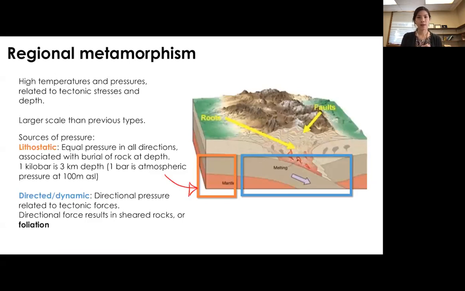In contrast to that, directed or dynamic regional metamorphism has gradients of pressure to it. So this is going to be really associated with tectonic forces, as shown in the blue box here, where you have two tectonic plates, for example, colliding and converging with each other and forming really strongly directional pressures. There's still some overburden pressure, lithostatic pressure, but that pressure is sort of outweighed by this dynamic and directed pressure. So the resulting rocks are really going to record that directed pressure in the form of foliation.